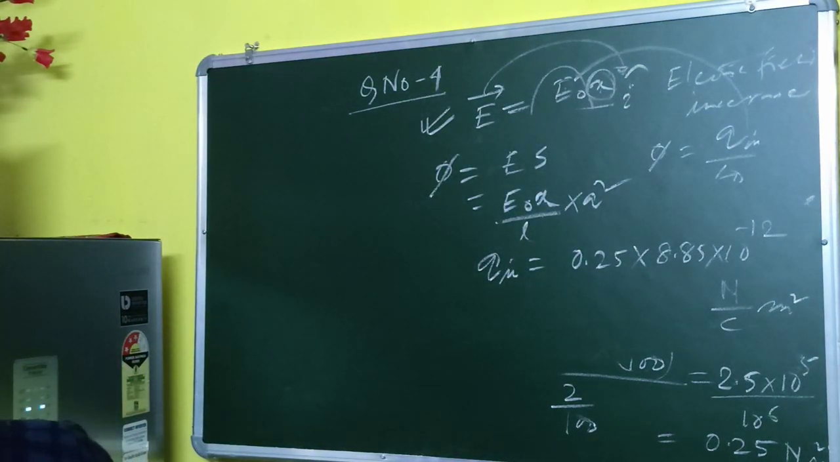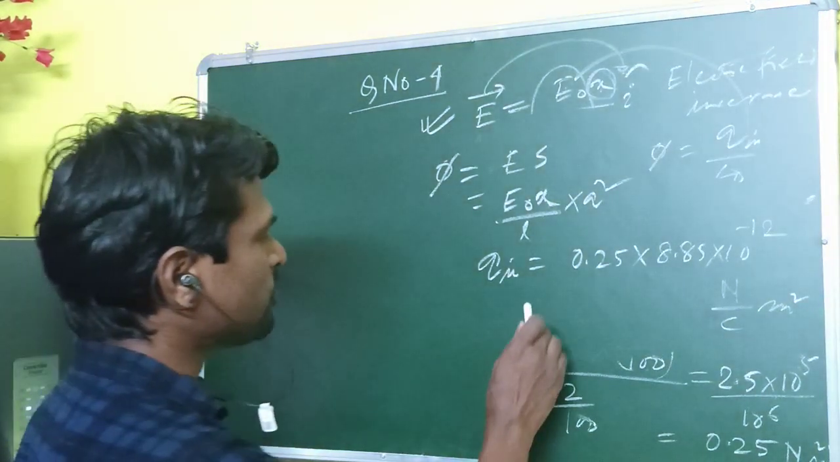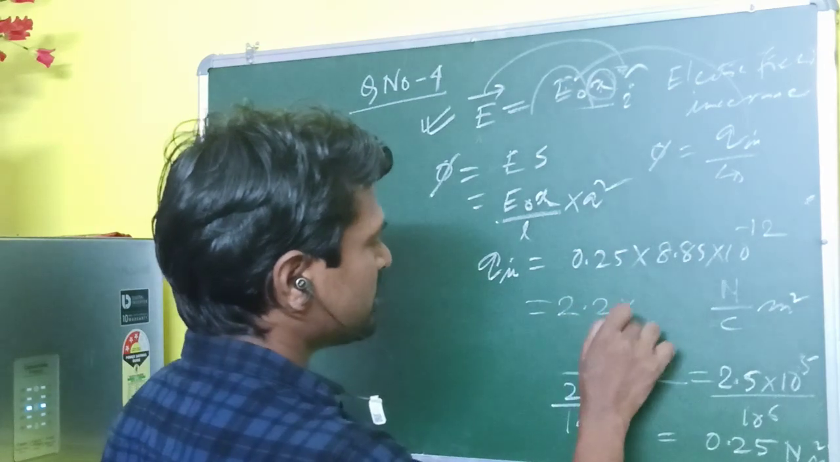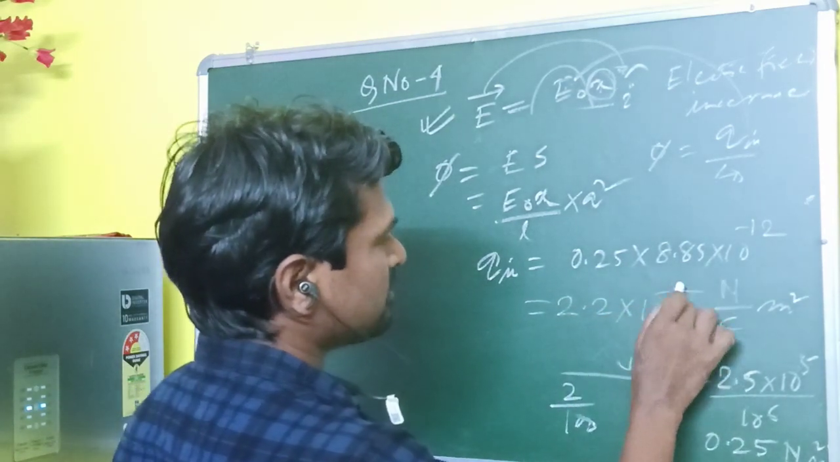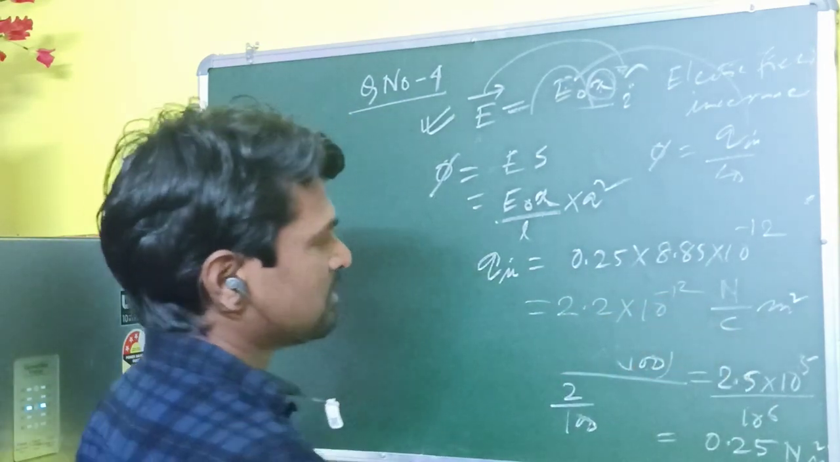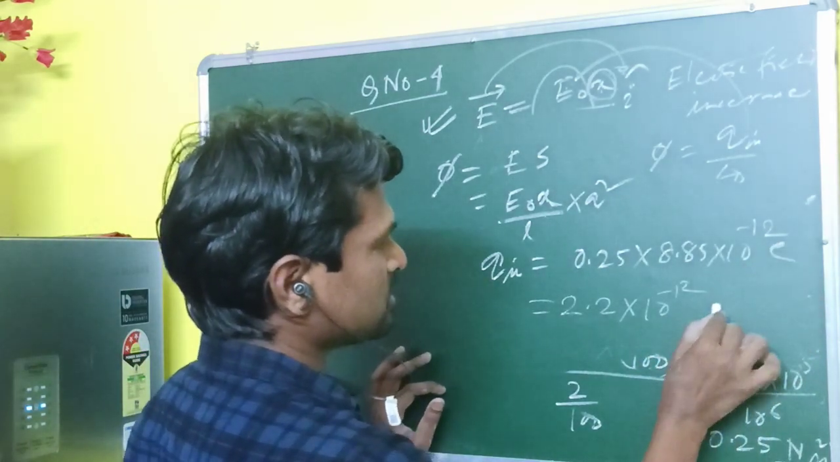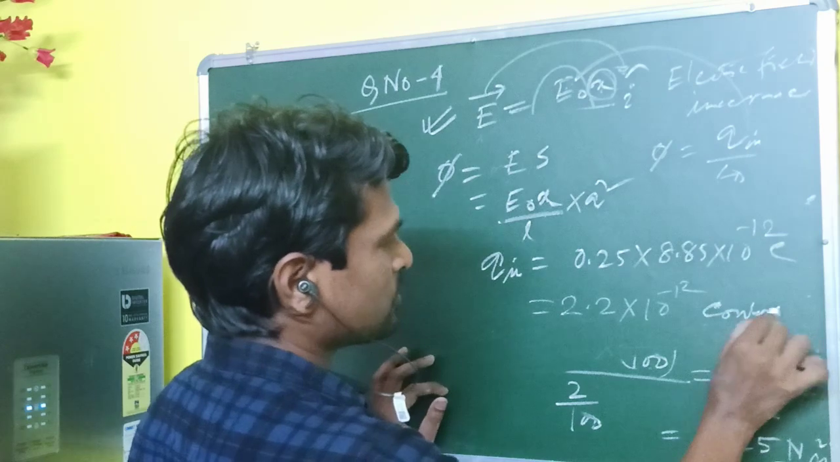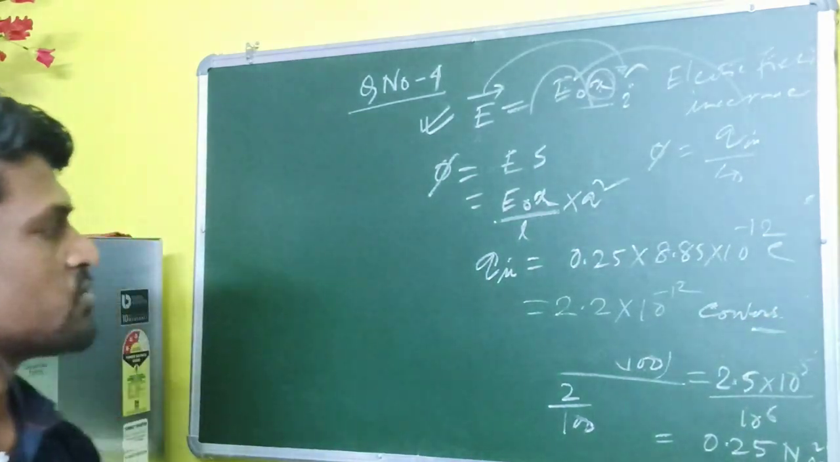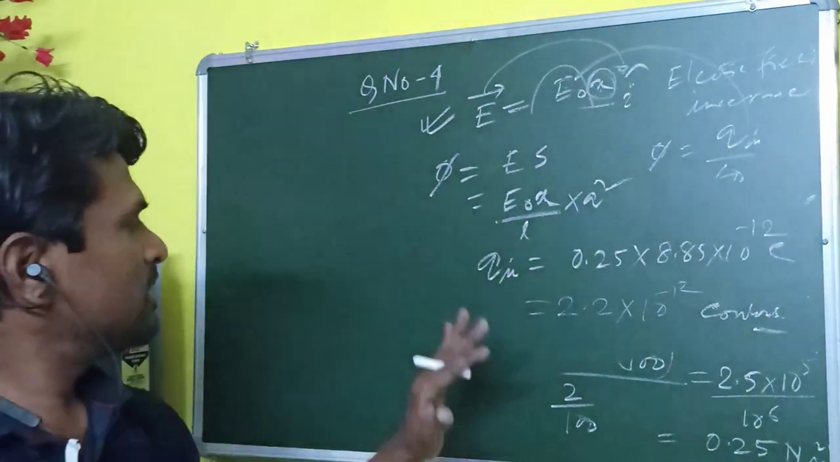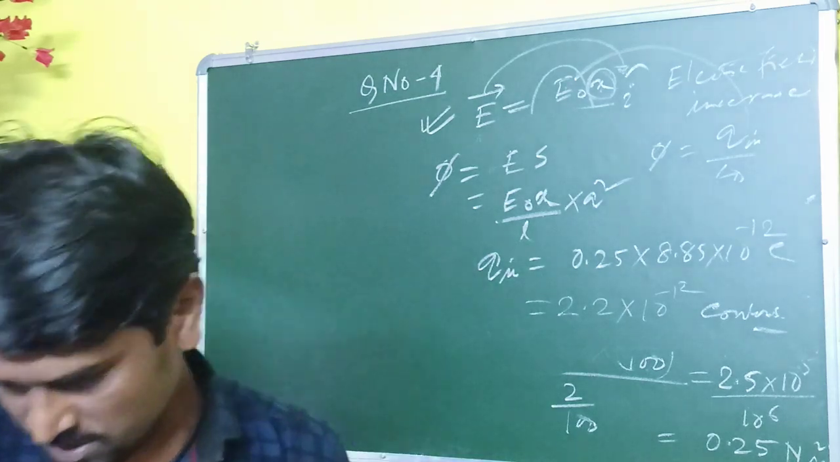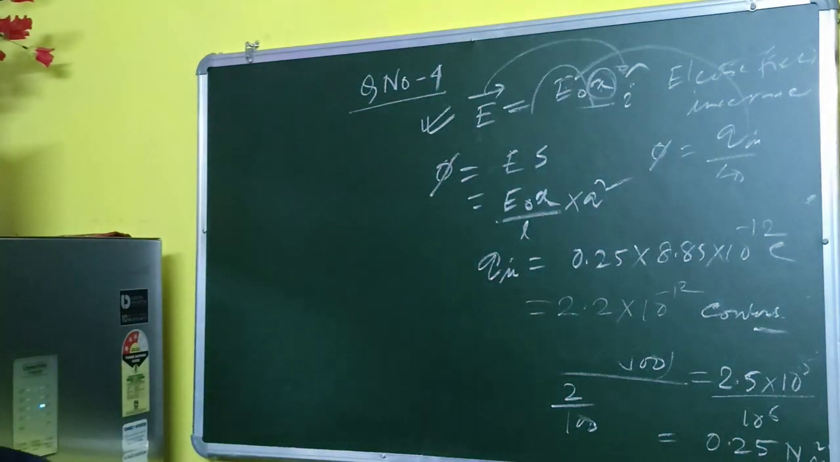You can generalize this one and get 2.2 into 10 to the power minus 12. Oh sorry, this is Coulomb. So 2.2 into 10 to the minus 12 Coulomb charge is enclosed within the surface.